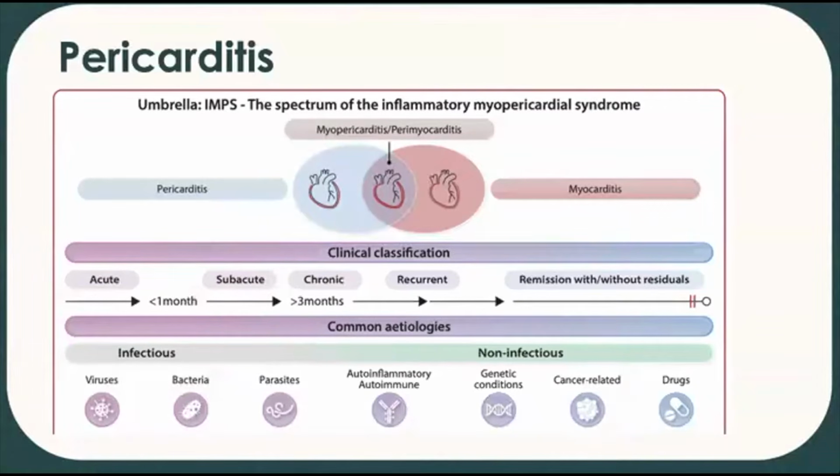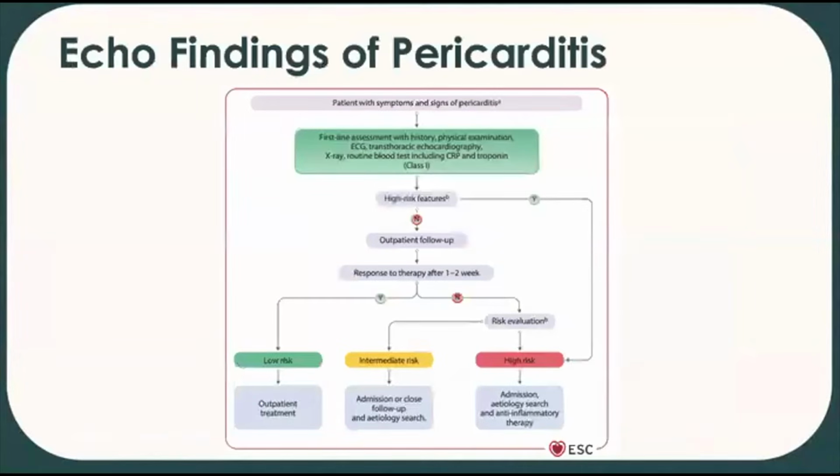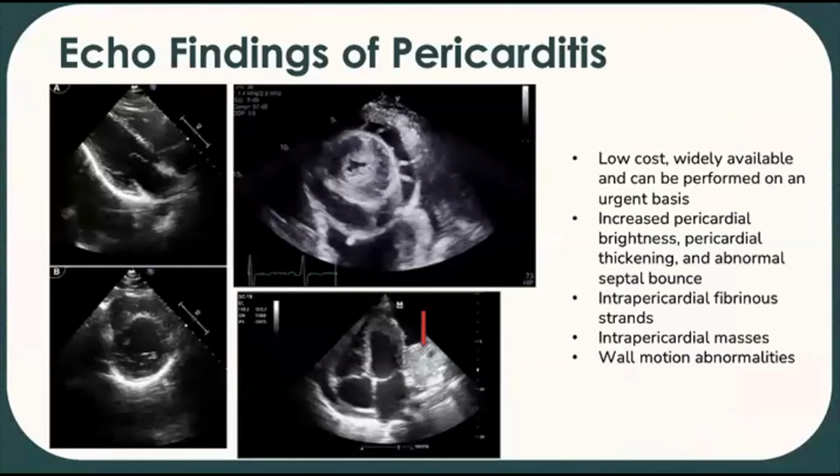The majority of these cases are self-limited, and patients who have symptoms for less than 4 weeks, they determine as acute. More than 3 months is considered chronic, and in between is the subacute range, according to the ESC guidelines. But as you all probably know, first-line imaging of assessment of pericarditis is echo. So it's low cost, widely available, and really can be performed on an urgent basis if needed.